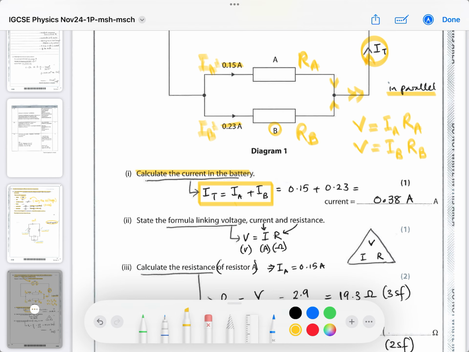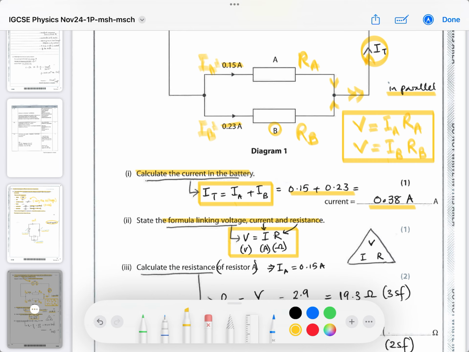Okay, so you add those two together, and it's as simple as that. Okay. It then wants you to state the formula linking voltage, current, and resistance, which is what I did here to show you that the two things in parallel have the same voltage, and you do the same again. And you can see the way I'm saving time by just pointing arrows to the words. The standard way in physics is to write a word equation.